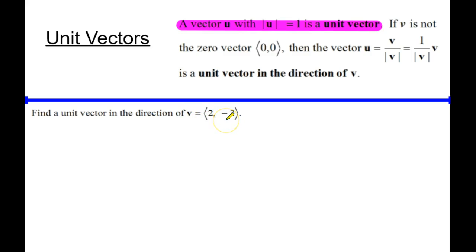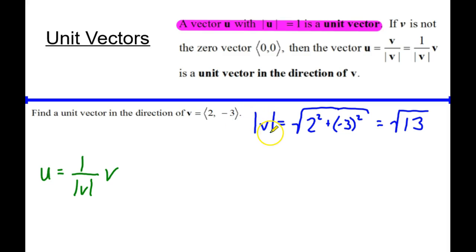For an example, we want to find a unit vector in the direction of vector v, which has components 2, negative 3. The first thing we need to do is find the magnitude of this vector v. To find the magnitude of vector v, it's pretty straightforward. If vector v is in component form, all we have to do is take the square root of our first component squared plus our second component squared. So the magnitude of vector v simplifies down to the square root of 13.